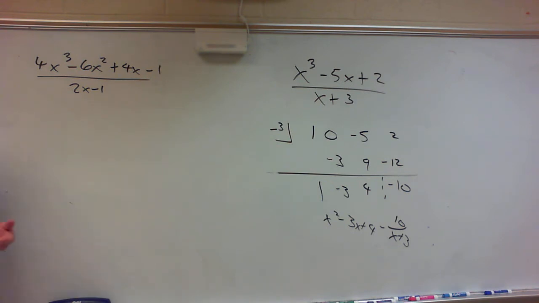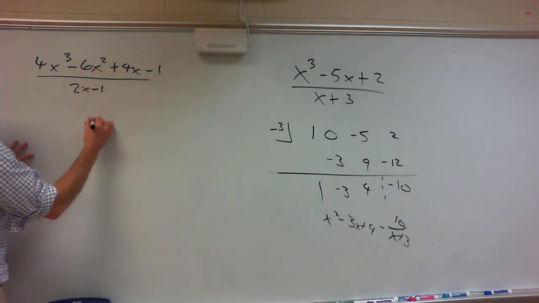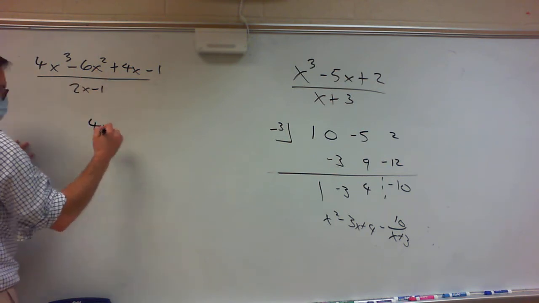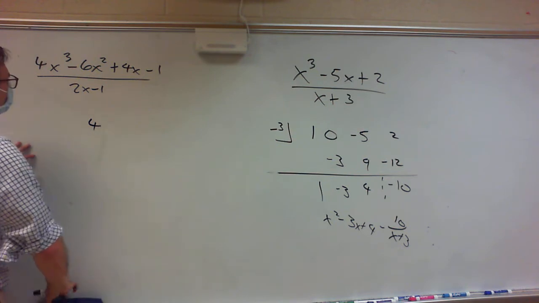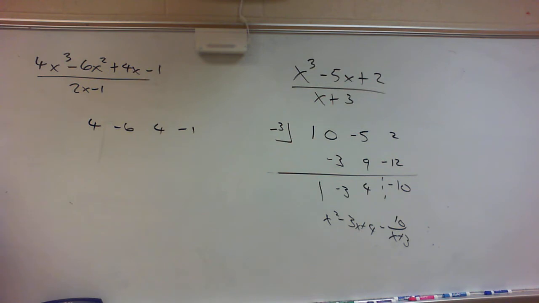Well, let's set it up, all right? Let's see how we set this up. Okay, so the first thing I'm going to do is put my coefficients up here, so I get a 4x, I get a 4, a -6, a 4, and a -1. That's the same thing we've done in the previous problems. The question is, what happens here?